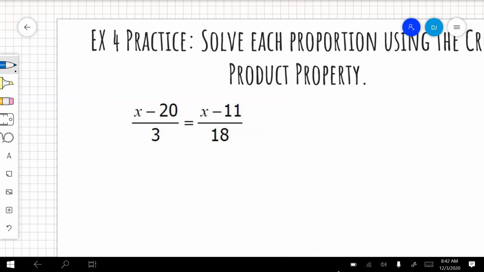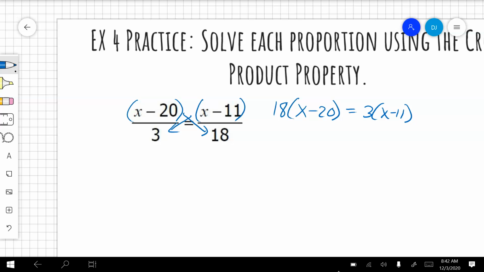Okay, for example 4, notice how the only difference is the fact that we end up having 2 sets of terms that have 2 terms, our 2 binomials. And what we're going to do is we're going to go ahead and cross multiply just like we did before, so nothing's different, it's just one added step, and I like to put the number in front, so that's going to end up being 18 times x minus 20. When I say number, I mean coefficient. So then over here we have 3 times x minus 11.